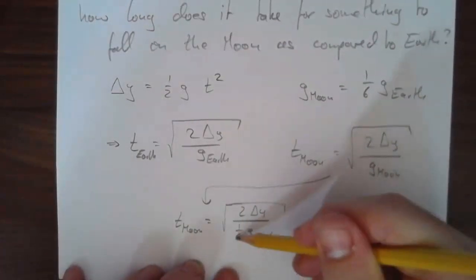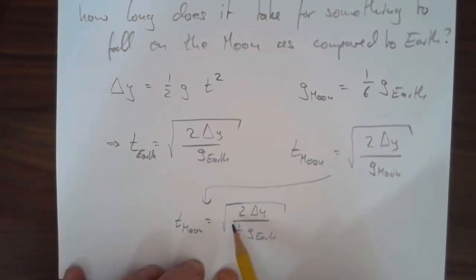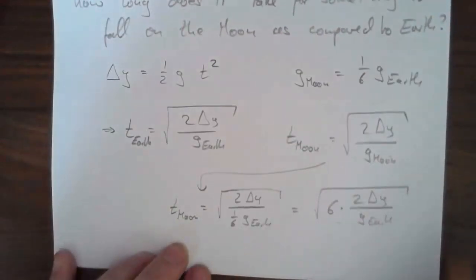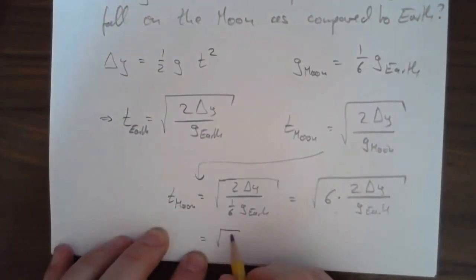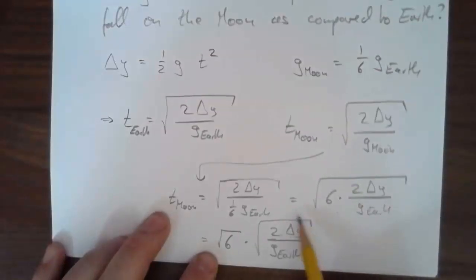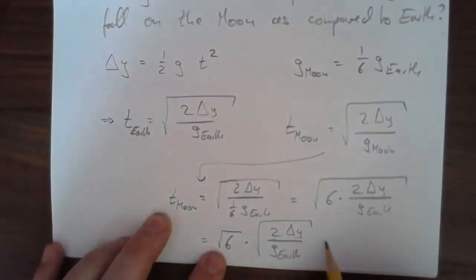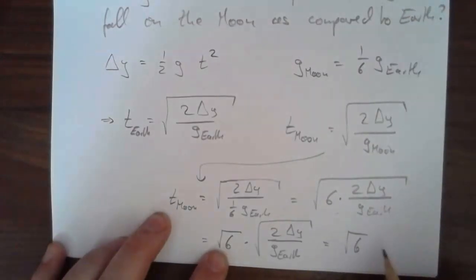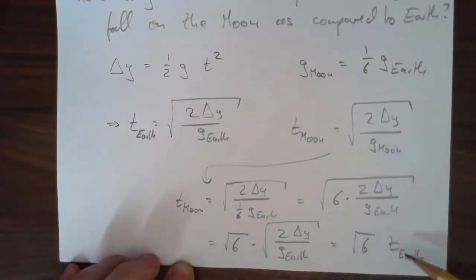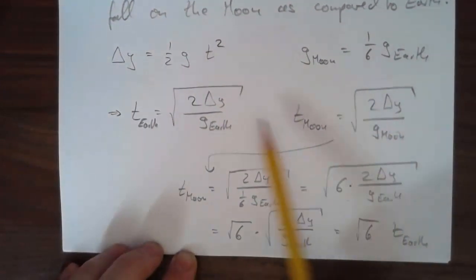So I can then just algebraically manipulate it, 1 over 1/6, that's just 6. So let me write this out: 6 times 2 delta y divided by g Earth. And I can take the 6 outside, and write this as the square root of 6 times the square root of 2 delta y divided by g Earth. And this, of course, we recognize as just being the time on Earth. So what it shows me is that on the Moon, whatever I'm dropping from whatever height, it takes square root of 6 times as long as it would on Earth.